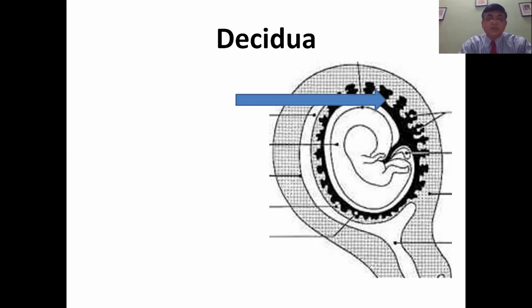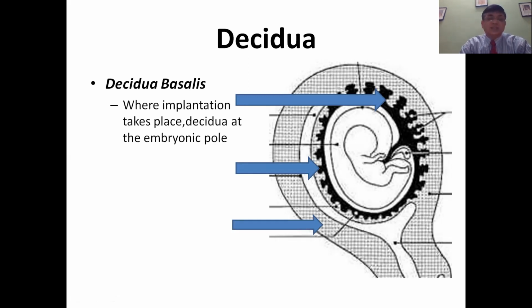Now you can take down decidua basalis. Decidua basalis is the part of the decidua where implantation takes place. That is the decidua at the embryonic pole. I repeat, decidua basalis is the one where implantation takes place, or it is the decidua at the embryonic pole.